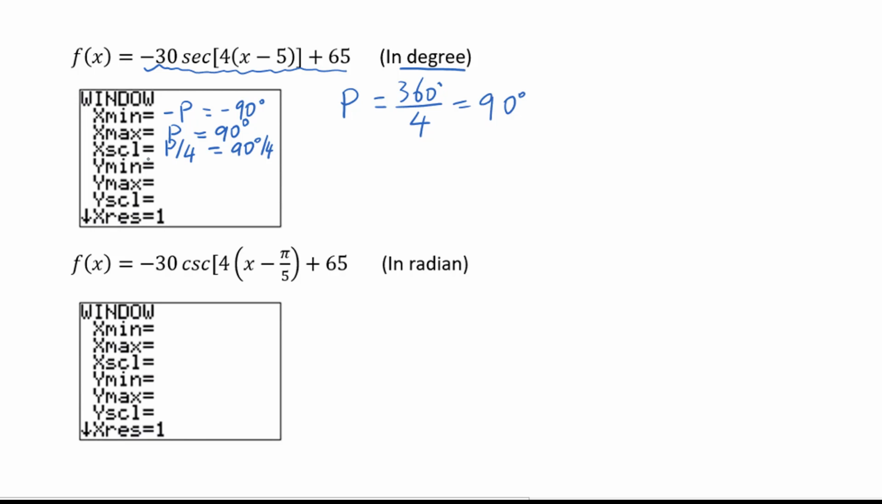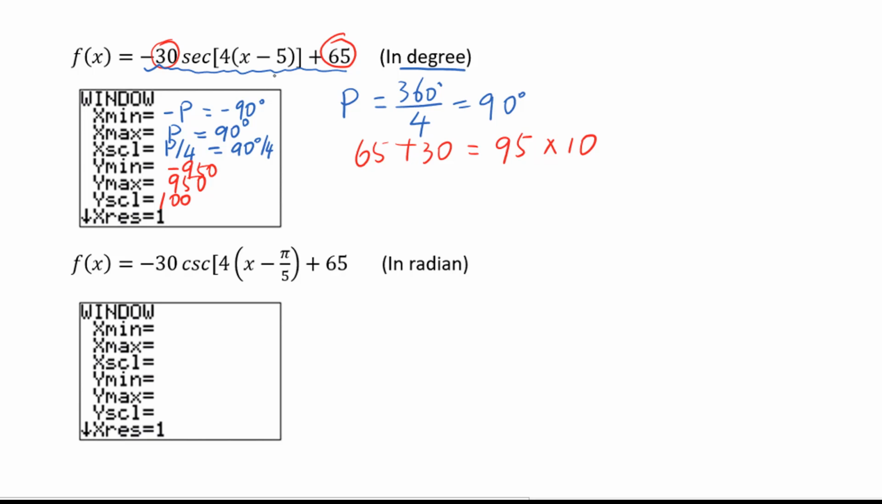For y minimum and y maximum, let's look at this 65 and 30. 65 plus 30 equals 95. We multiply by 10 because we will have an asymptote line. For y minimum, we will do negative 950. For y maximum, we will do 950. Then for the scale, you can use the y maximum divided by 10. You will get 95. Let's round it to 100.